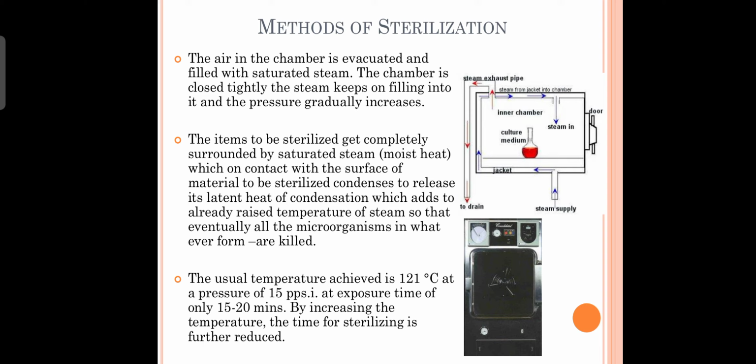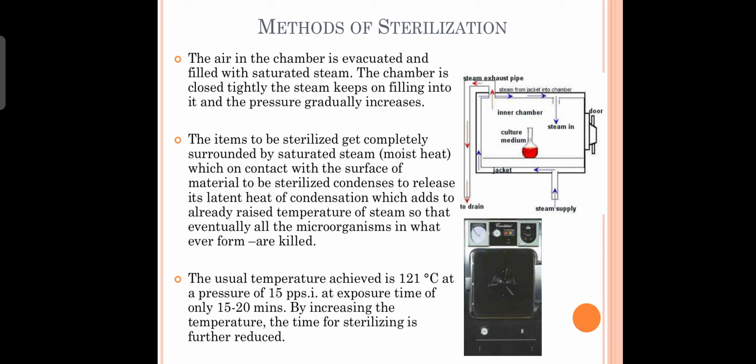You can see this picture. This is how the autoclaving machine works, where we keep the liquids and how we give the steam. It is the same procedure as your pressure cooker principle, but since it is used in hospitals, the picture looks different. The working method is the same for both. The air in the chamber is evacuated and filled with saturated steam. The chamber is closed tightly. The steam keeps filling into it and the pressure gradually increases.